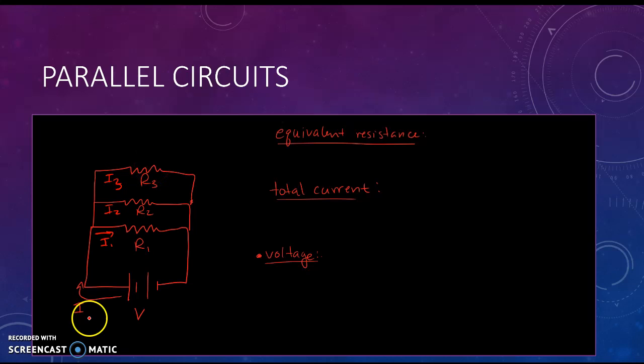What I can say, so let's call this the total current. So the total current going through that battery will be equal to the sum of the currents going through each branch. You can go on like this.